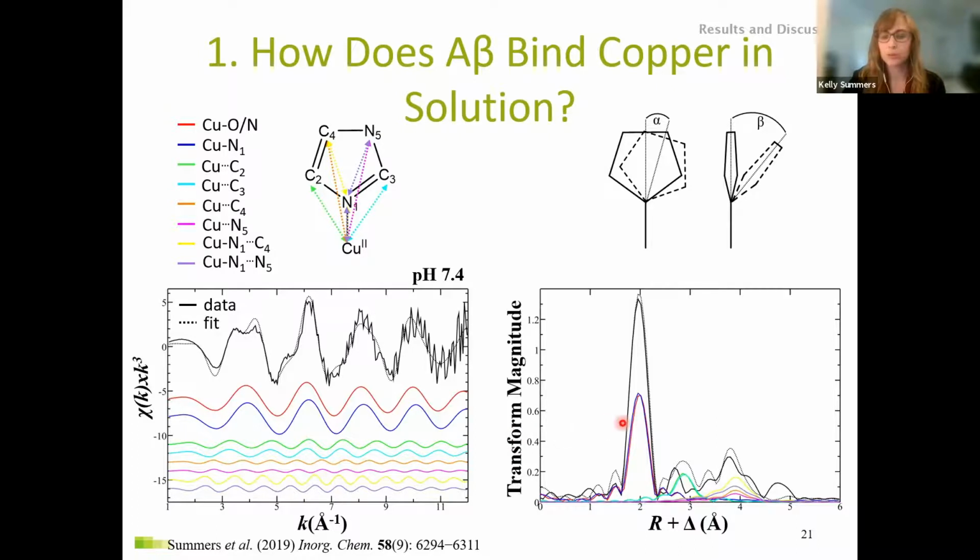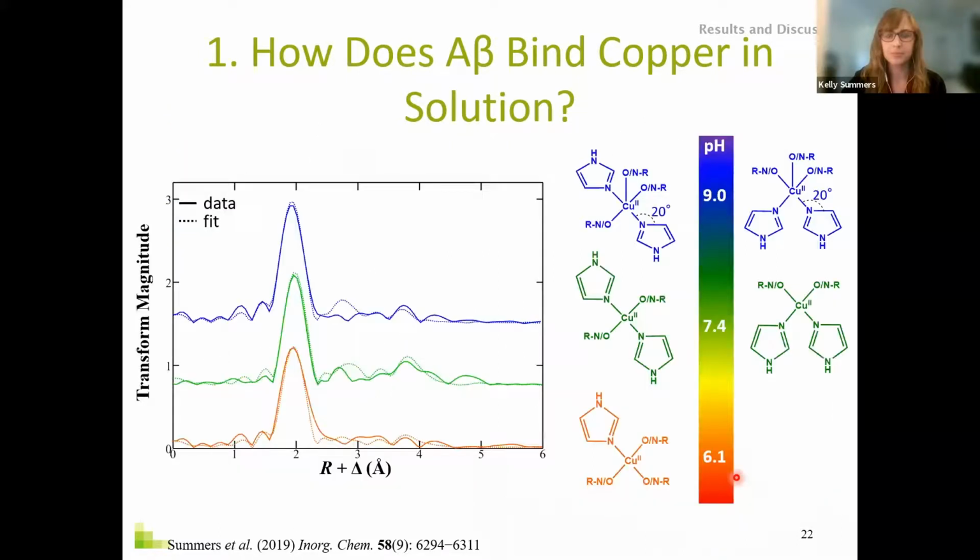Similarly, just to show the Fourier transform, you can see how these first shell distances combine, as well as how all of those multiple scattering paths combine to fit our histidines. And so through lots of fitting and going back and forth and testing different models, we came to the conclusion that we do have 3 different copper binding sites in amyloid beta, or I shouldn't say different sites, but different conformations at the 3 different pH values.